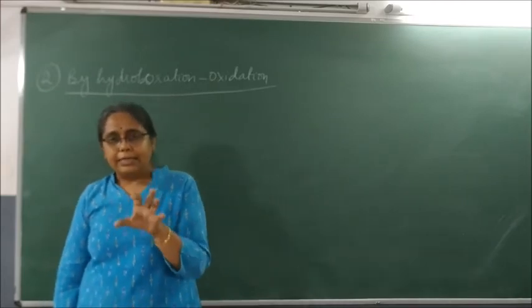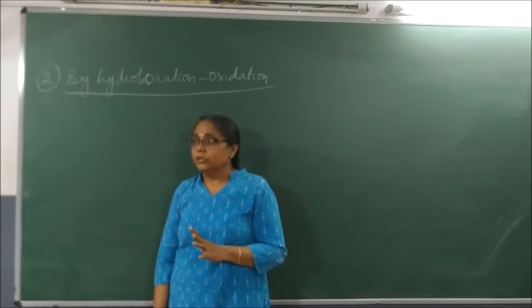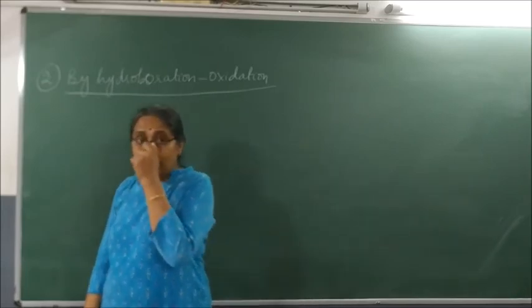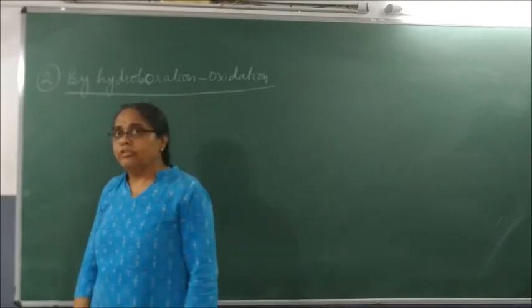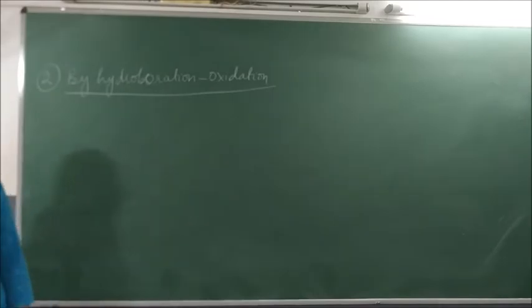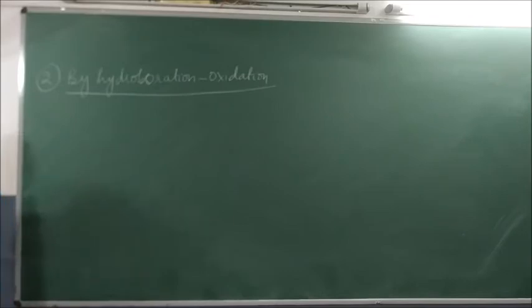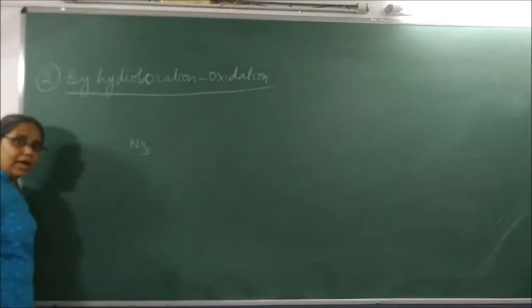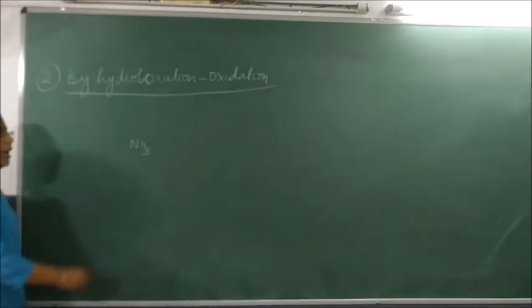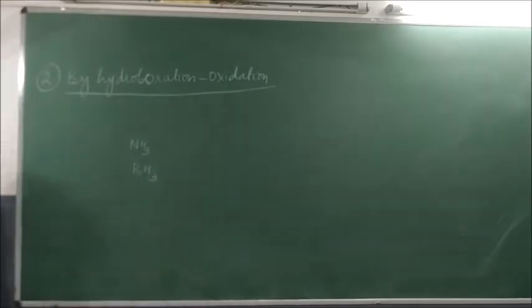You react alkene with borane. What is borane? It is from the p-block elements. Not H3BO3, that is boric acid. What I am talking about is what you studied last year, borane and diborane. Borane is, like we say, NH3 is ammonia, hydride of nitrogen. Same way, hydride of boron is called what? Borane, BH3. BH3 always exists as a dimer.